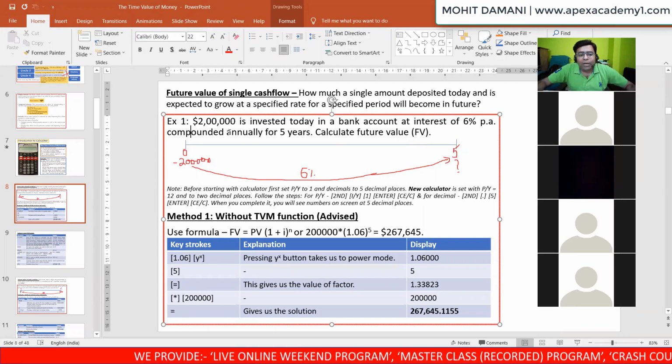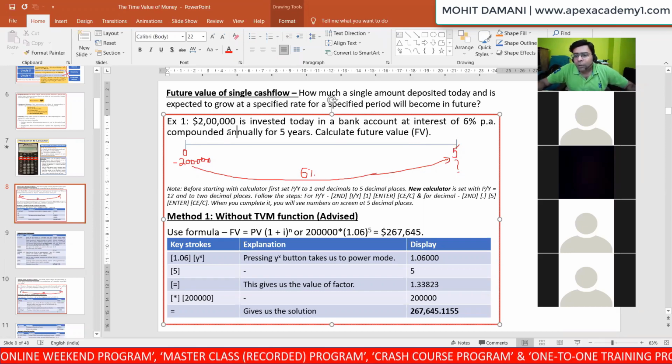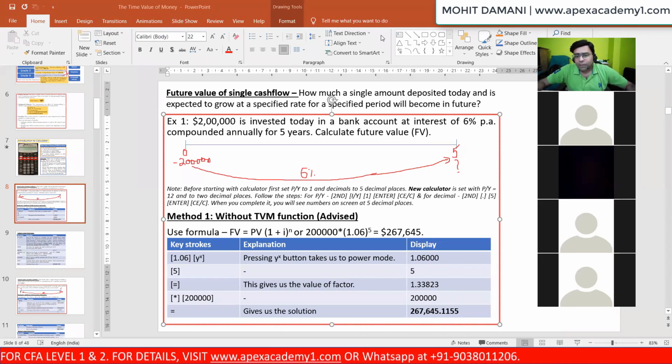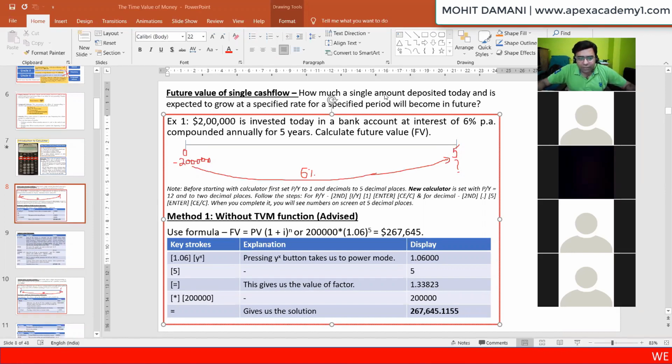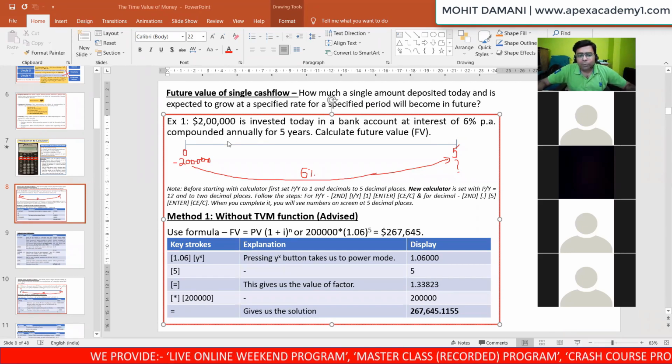6% per annum compounded annually. Which rate do you see? You take active participation, then you will get the maximum benefit. 6% compounded annually. What do you see? Someone is saying 3. You can unmute and speak also. It's 6% per annum compounded annually.